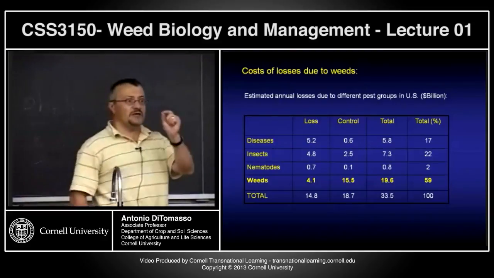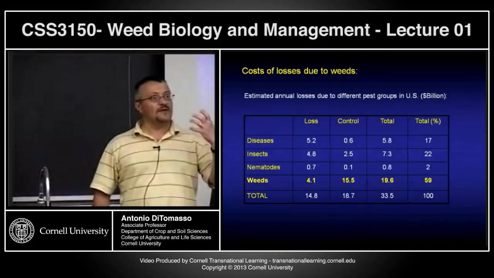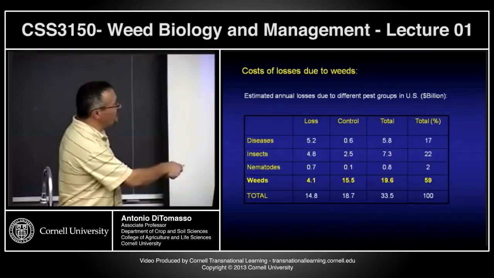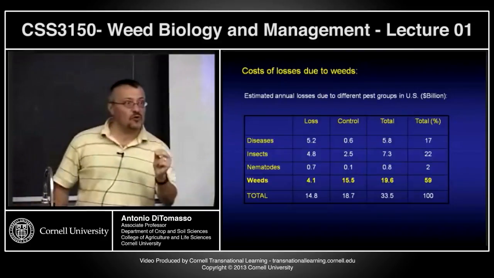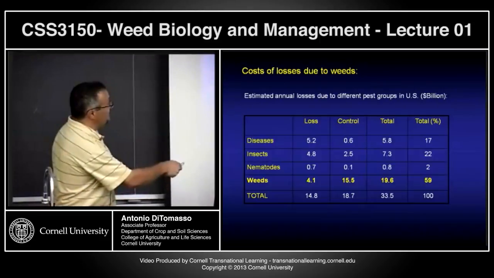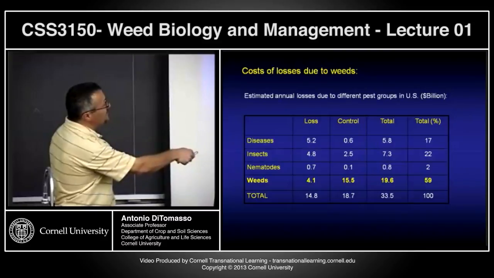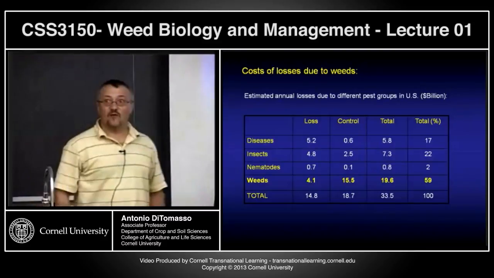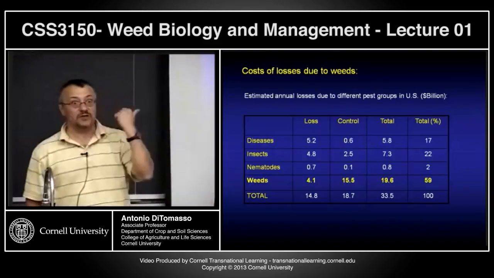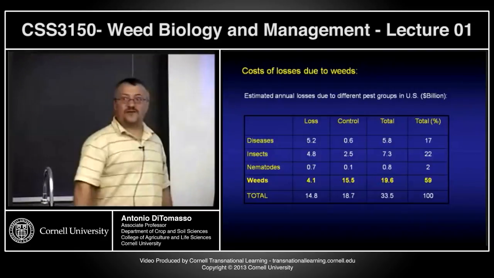Where the three subdisciplines differ, and why it is critical for you to understand where you're going to be putting a lot of money and efforts, is in control. Look at the money that is spent in trying to control weeds relative to other pests. And why is that? Look at that. 15.5 versus 0.6. That's where the 19.6, 60% of all pest management costs, whether it's losses or control, is due to weeds.